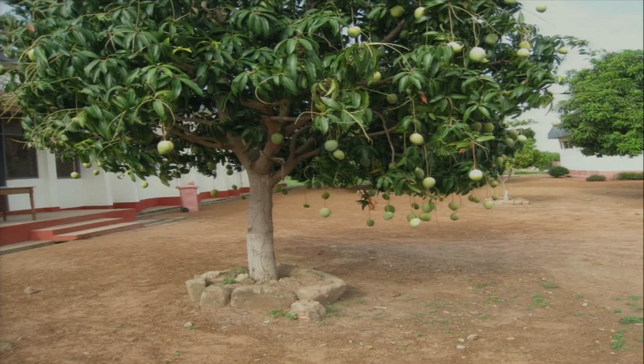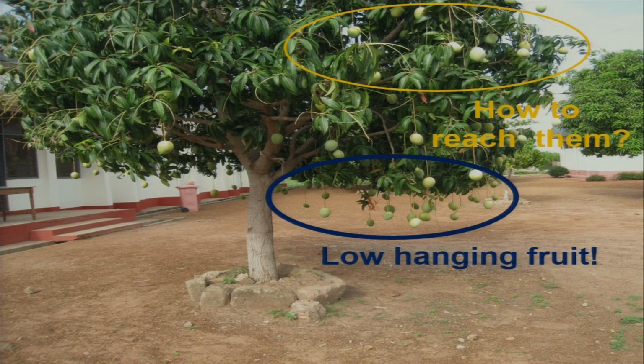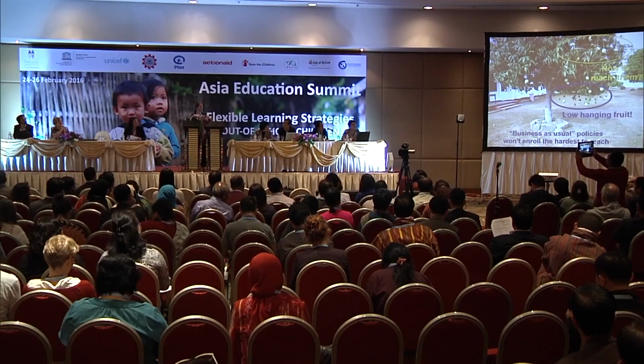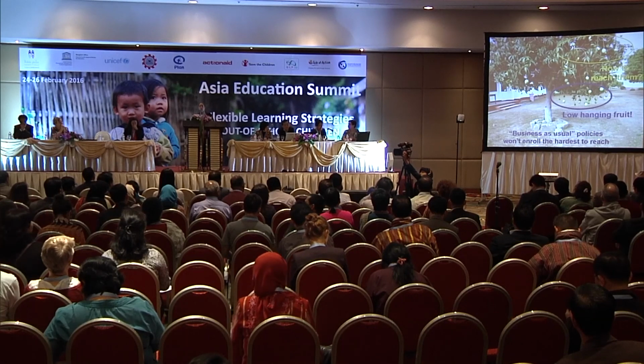This is a mango tree, and usually we go for the low-hanging fruits. What we want to do with this OOSCI is to go and reach those who are the most marginalized, or those who are the unreached. If we have business as usual, we will have a lot of difficulty reaching those who are up there. So we want to know which children those are.